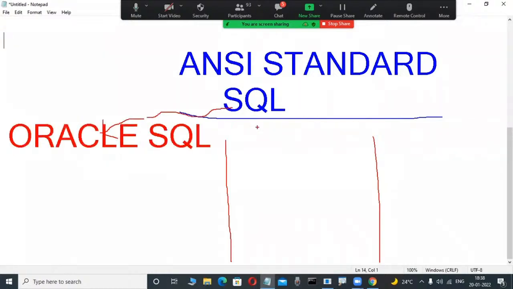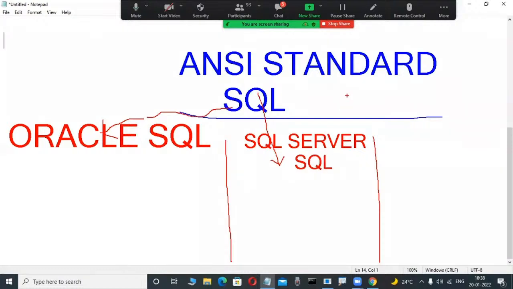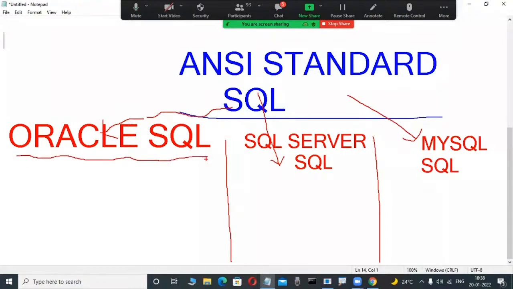That is important, and so many fellows don't know it. Again, observe: SQL Server, a Microsoft product, created their own SQL from this ANSI standard SQL that is called SQL Server SQL. Again, MySQL created their own SQL language from this ANSI standard that is called MySQL SQL. That's why in our class we are learning Oracle SQL.